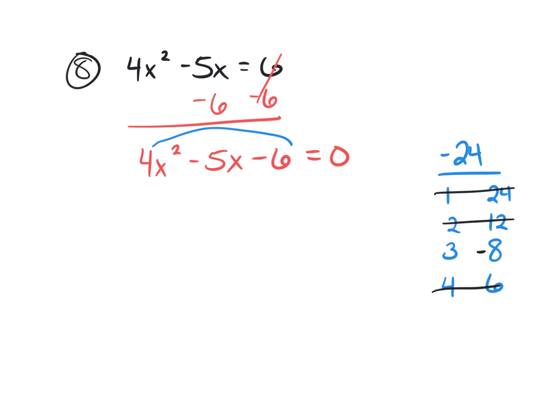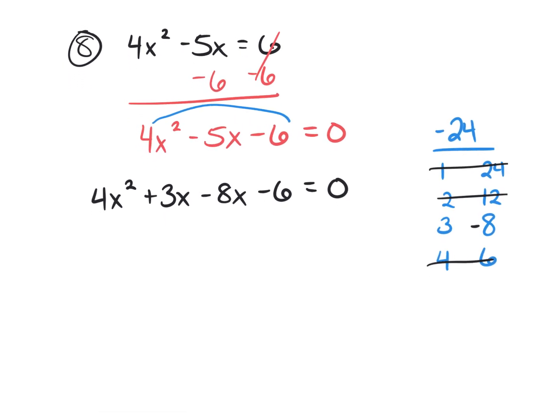Can I just write x plus 3, x minus 8? No. Why not? Because I have an a value. So we have to rewrite 4x squared plus 3x minus 8x minus 6 equals 0. What's my next step here? Factor by grouping. What do I do with that negative in the middle? What can I take out of the first set? x. What's left? 4x plus 3.